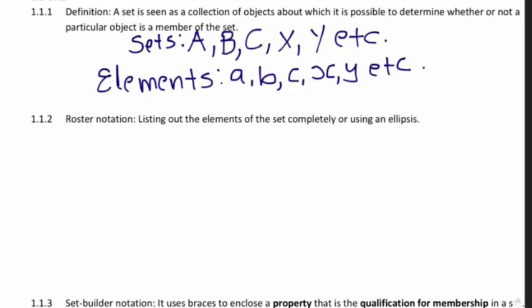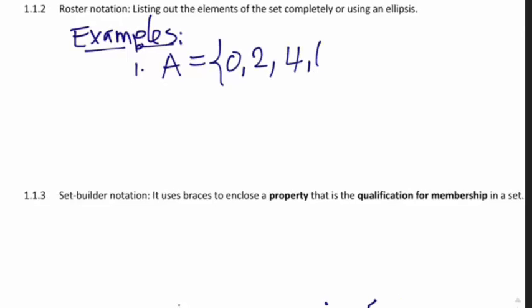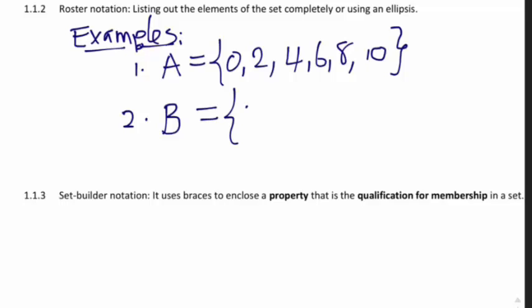In the roster notation, we list out the elements of the set completely, or we use an ellipsis. For example, we have the set A equals {0, 2, 4, 6, 8, 10}. Or we could have the set B equals the set {0, 1, 2, 3, 4, ...}. The three dots are known as an ellipsis.